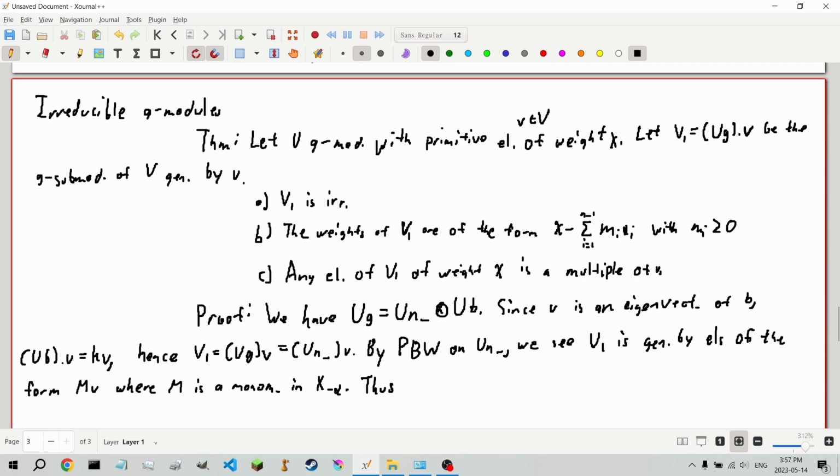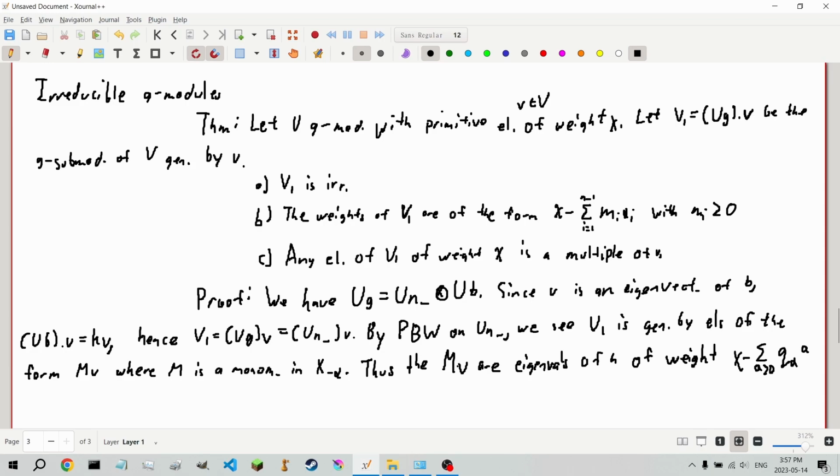Thus, the M times V are eigenvalues of H of weight chi minus the sum of positive alpha, Q alpha alpha, with Q alpha being positive, that gives us B.